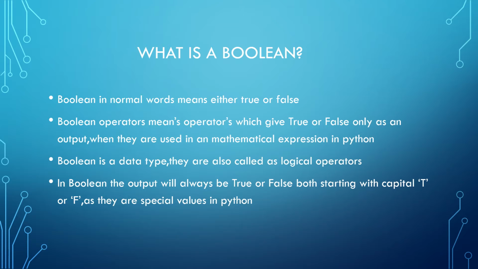What is Boolean? Boolean in normal words means either true or false. Boolean operators means operators which give true or false only as an output when they are used in a mathematical expression in Python. Boolean is a data type. They are also called logical operators. In Boolean, the output will always be True or False, both starting with capital T or capital F, as they are special values in Python.